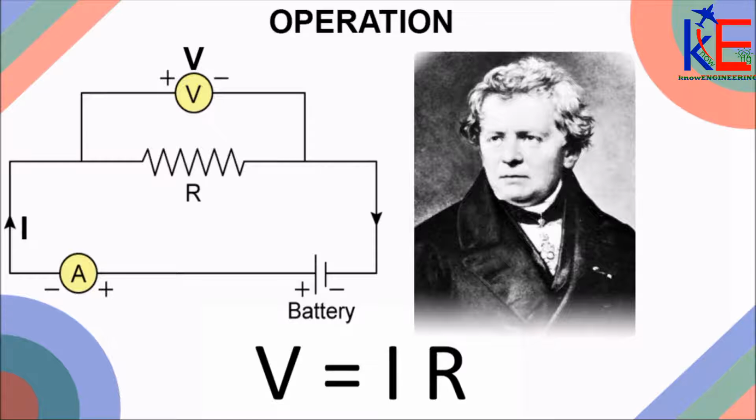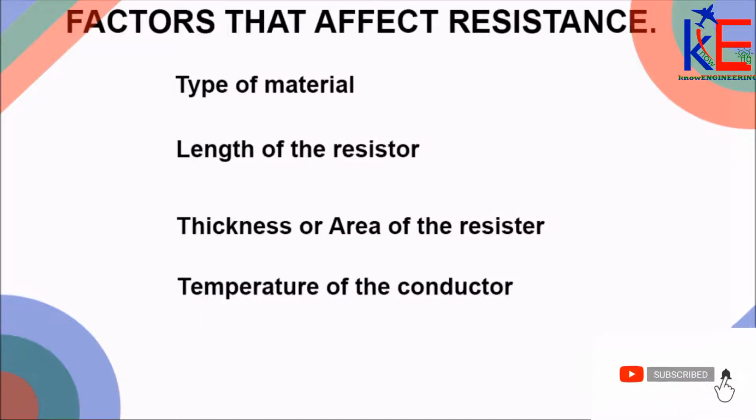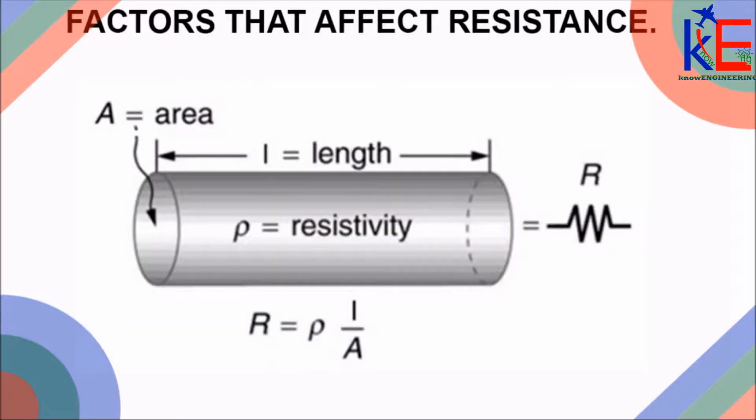Ohm's law states that the current through a conductor between 2 points is directly proportional to the voltage across the 2 points, provided the temperature remains constant. Factors that affect the value of resistance: type of material, length of resistor, thickness or area of the resistor, and temperature of the conductor. To appreciate this better, we consider the rod with length L, area A, and resistivity ρ, and we are saying R = ρL/A.